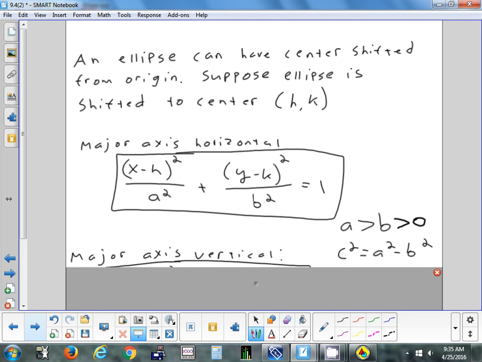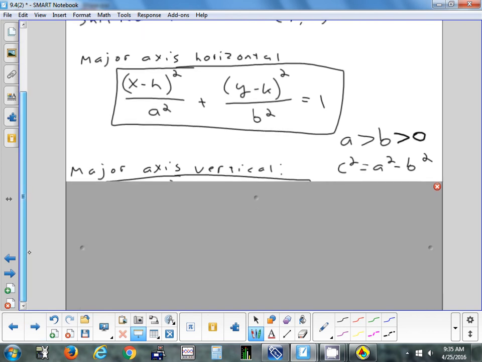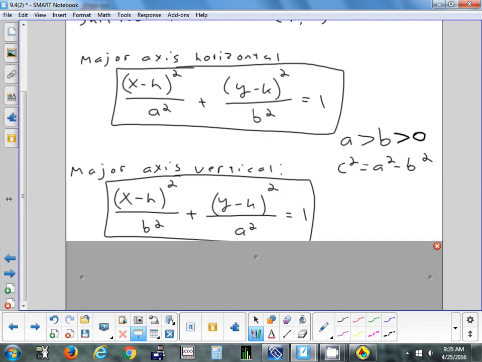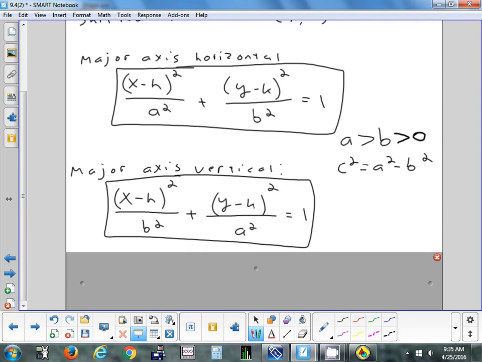Okay, you already know both of these facts already. A is bigger than B, B is greater than 0. Kind of looks like the Pythagorean theorem, except with a minus. And what do you think the only thing that's going to change when the major axis is vertical? A and B are going to switch. That's it. Okay. X is always with H. Y is always with K. A squared is always under whatever letter you want the major axis to follow.